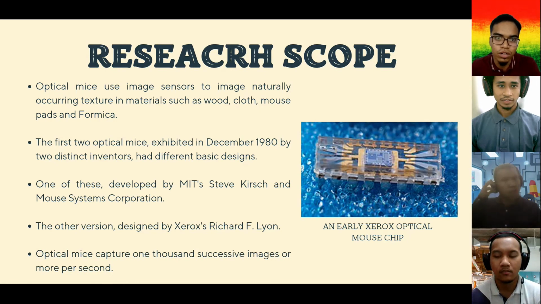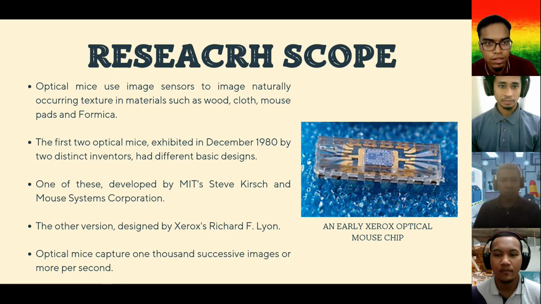So this is about our research scope, which is about our optical sensor. So the first one, optical mice use image sensor to image naturally occurring texture in material such as wood, cloth, mouse pad, and furniture.